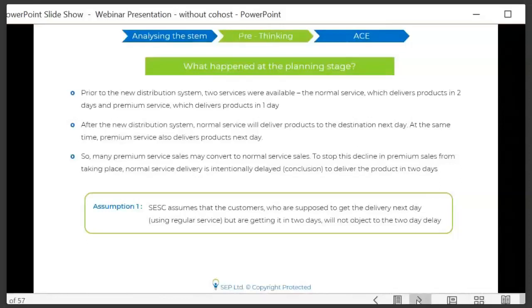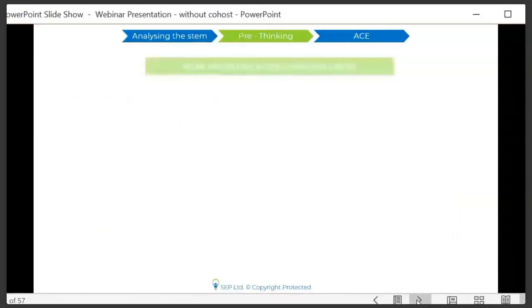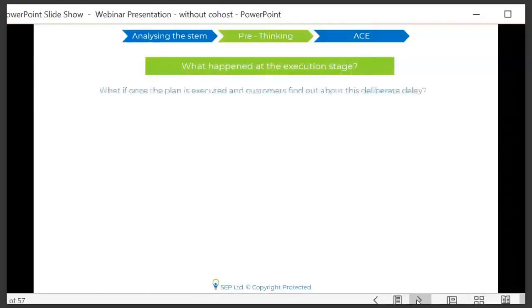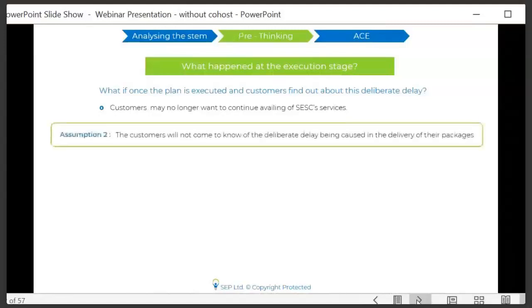The next step in plan goal thinking is to think along the lines of what happened at the execution stage. That is, when the plan was carried out or would be carried out, what might happen. So here again, the guided thinking is what happens if the plan is executed and the customers find out about this deliberate delay. In that case, customers may no longer want to continue availing of SESC service. So the assumption that SESC is making here is that the customers will not come to know of the deliberate delay being caused in the delivery of their packages.